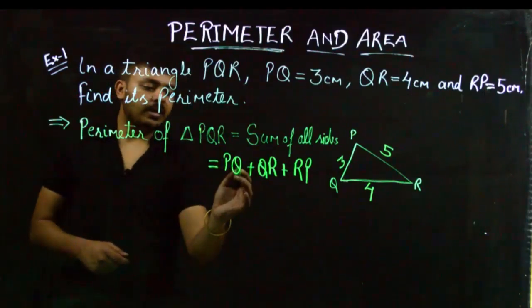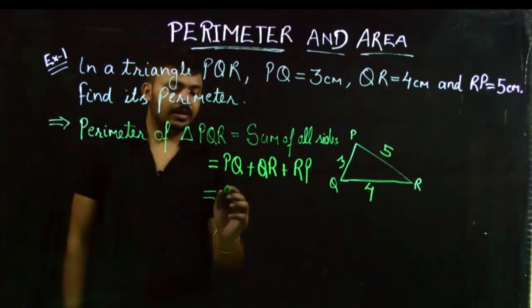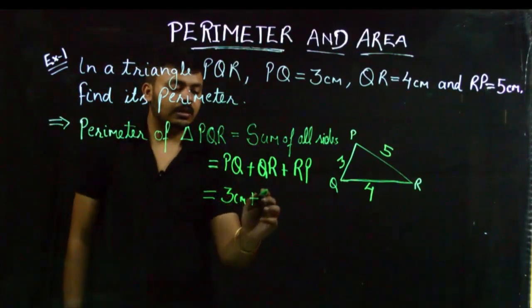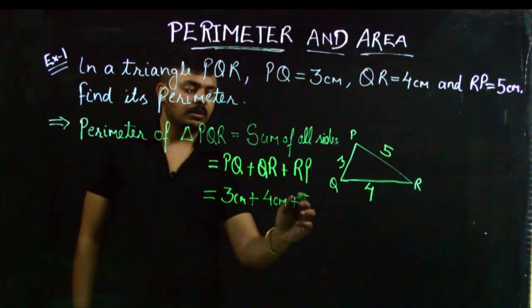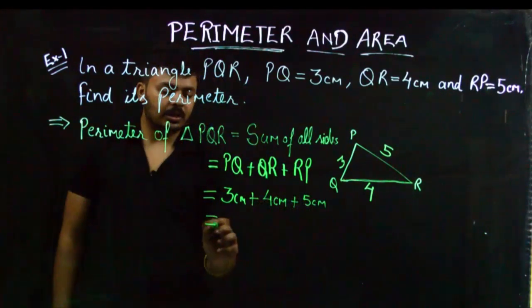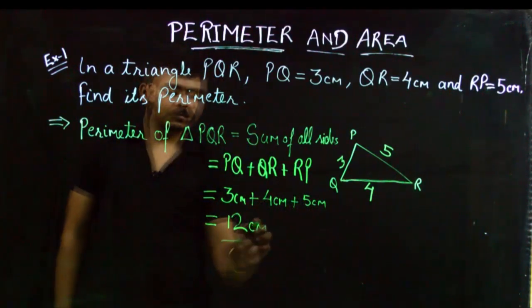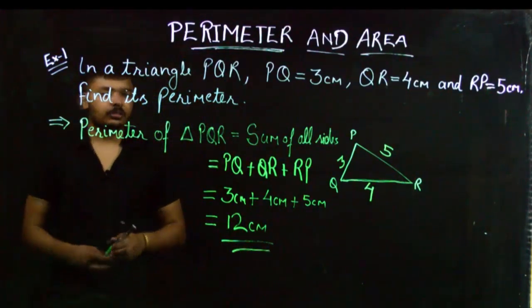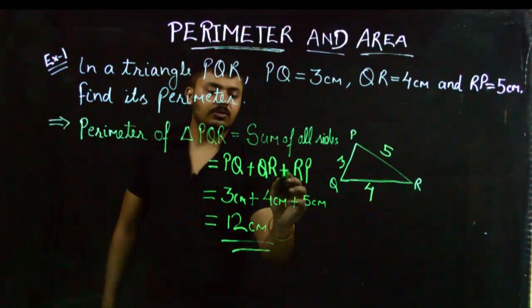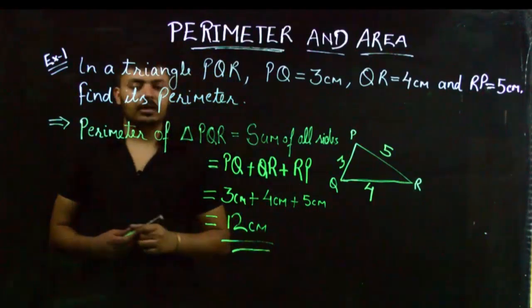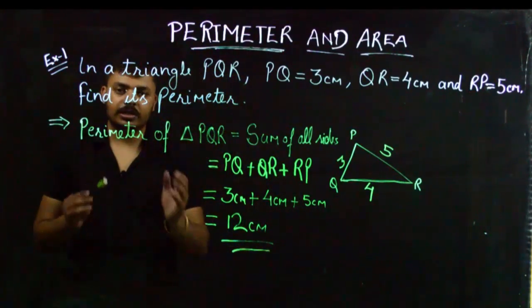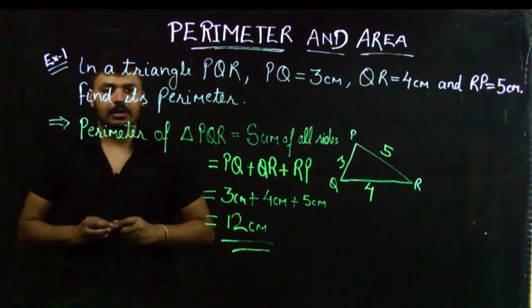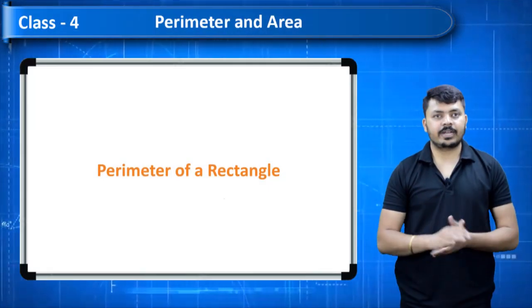So when we add all the three sides, they are 3 cm plus 4 cm plus 5 cm, which is equal to 12 cm. So our perimeter of triangle PQR is 12 cm. So I hope students you have understood how to find the perimeter of a triangle when all the three sides of a triangle are given. Perimeter of a rectangle.